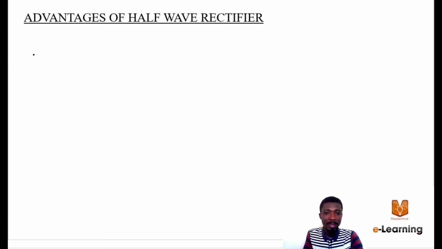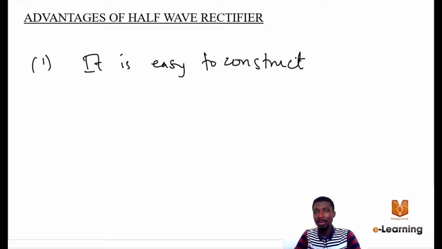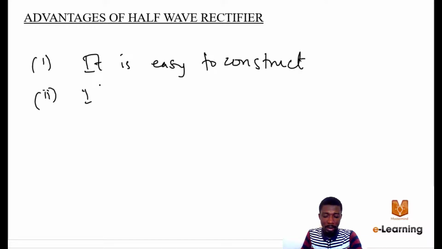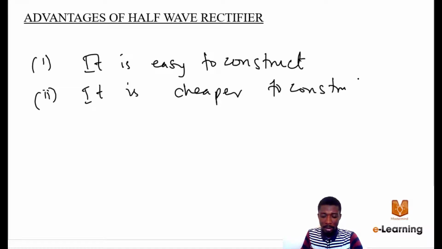Let's move on to some advantages of a half-wave rectifier. One, it is easy to construct. As we look at the other types of rectifiers, you will see that they require more components. All you require in a half-wave rectifier is a diode, a transformer, and a load, and you have a rectifier. You don't require too much, so it is easy to construct. Number two, it is cheaper to construct.